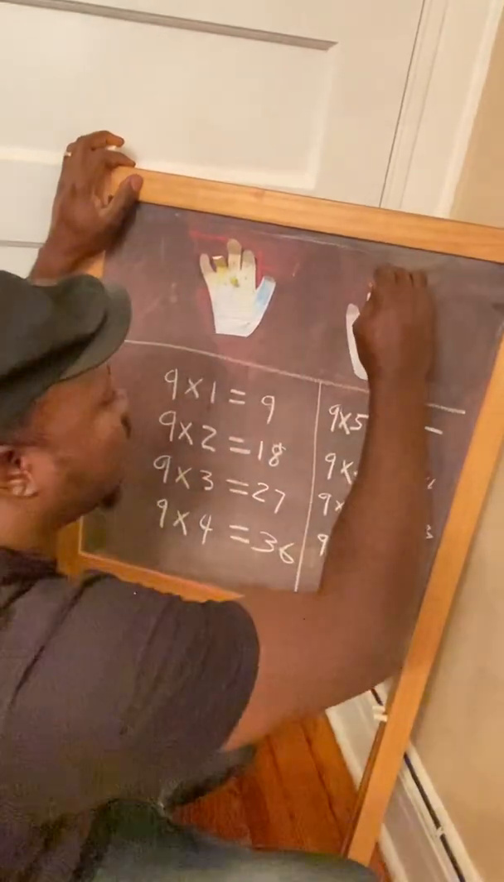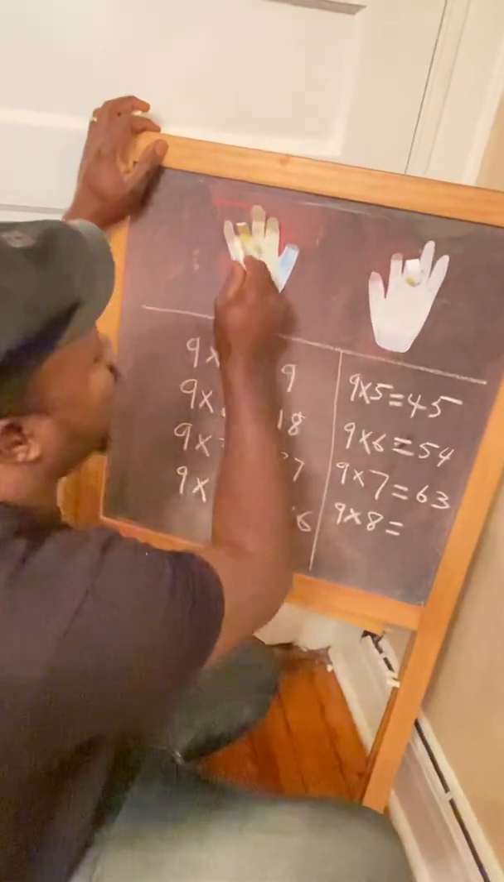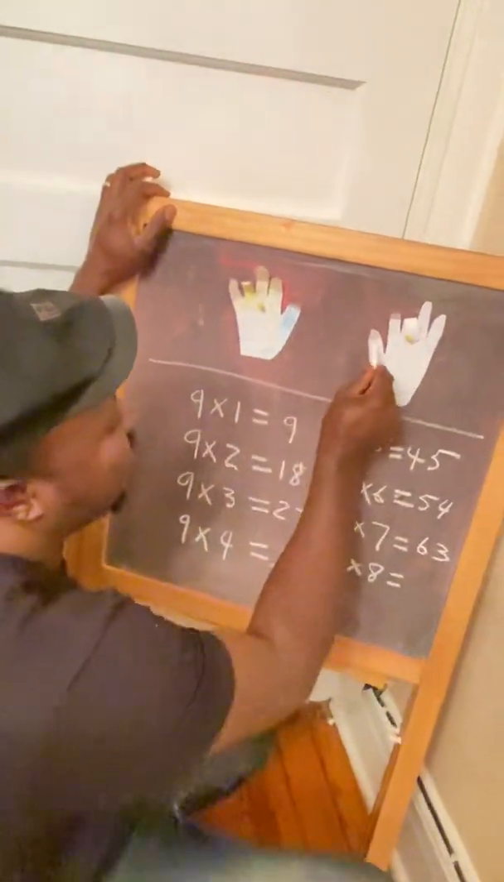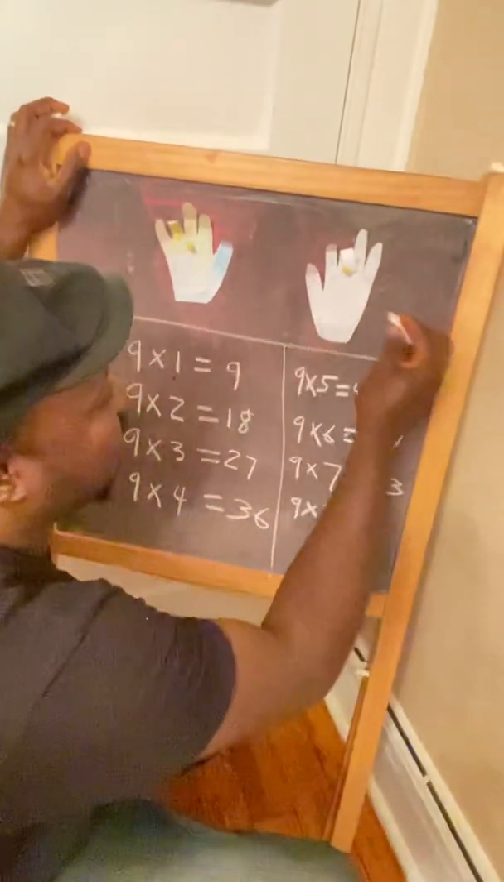We put 8 down. Okay, how many on that side now? 1, 2, 3, 4, 5, 6, 7. We put 7. How many on that side? 1, 2.